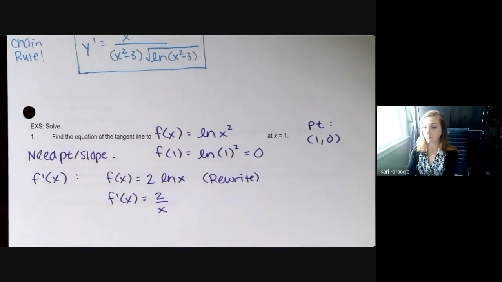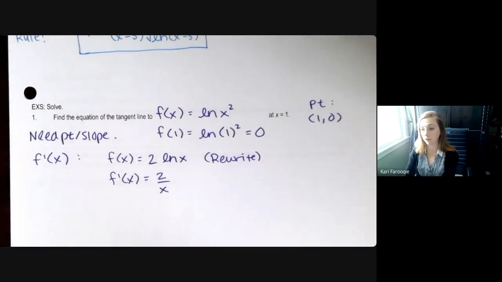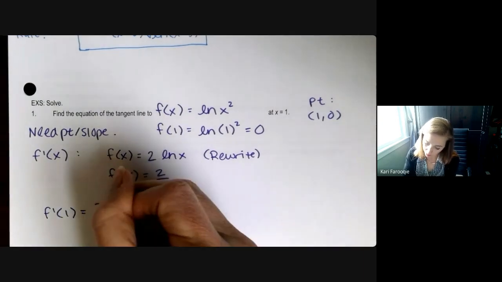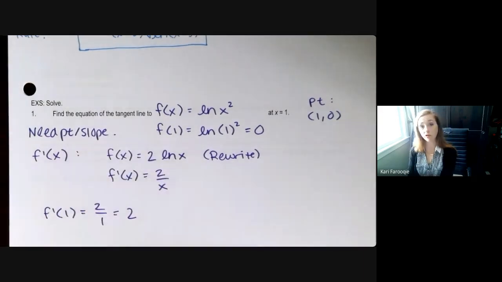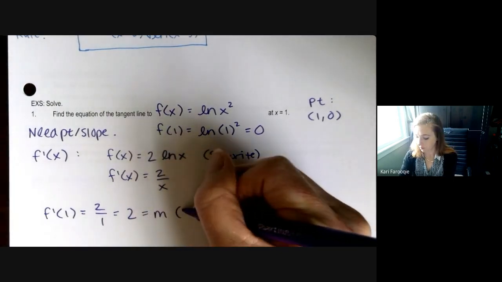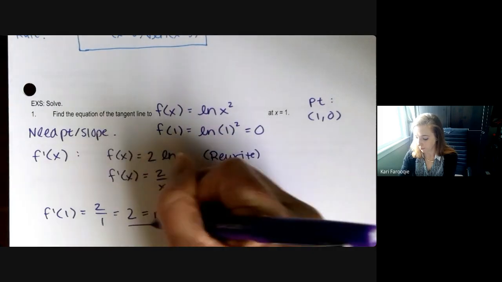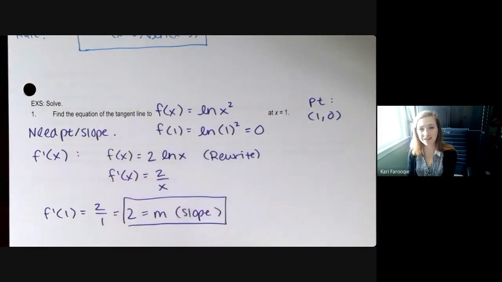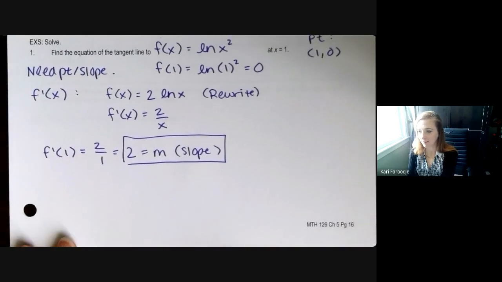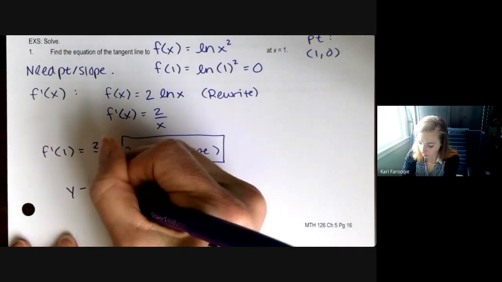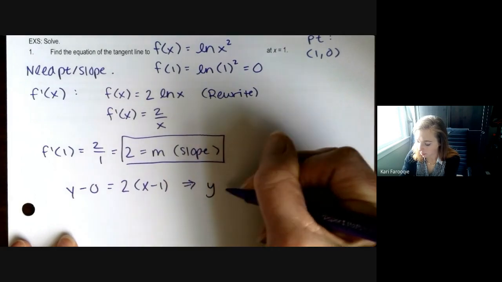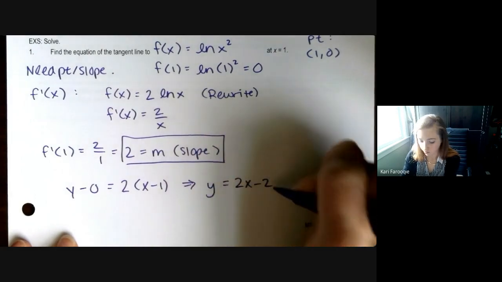Once you get your derivative, evaluate it at this x coordinate to get the slope. F prime of 1 is 2 over 1, which is 2. This is your slope. Now you have a point and a slope, and that's all you need to write the equation for your line. So let's go ahead and do that. y minus y sub 1 is m times x minus x sub 1. So y equals 2x minus 2.